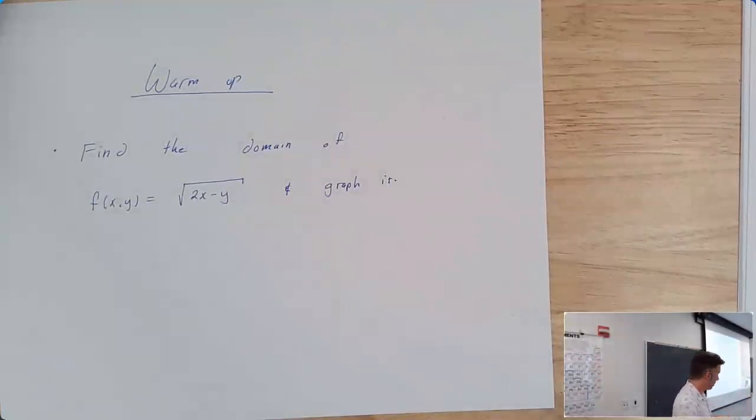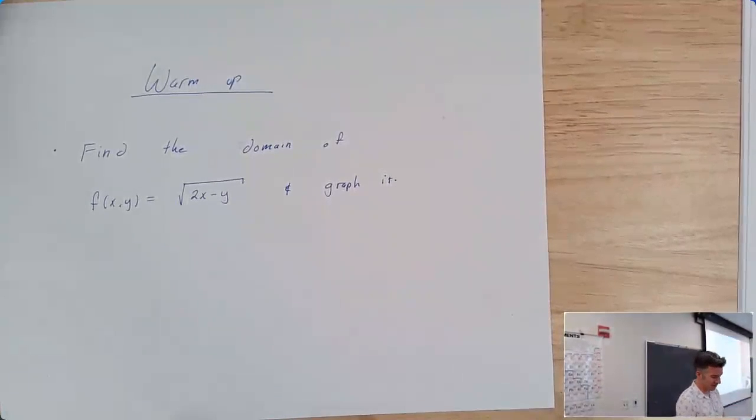Like with this question, find the domain of this function f of xy equal to the square root of 2x minus y, and graph it. That's not a very good direction. When I said graph it, you might have thought I meant graph the function, but I actually meant graph the domain. So apologies if that was confusing. But let's go ahead and talk about finding the domain.